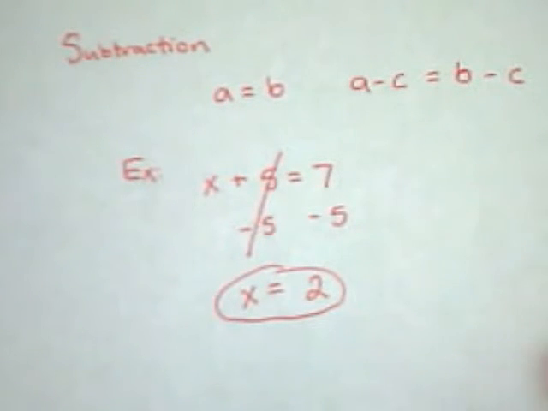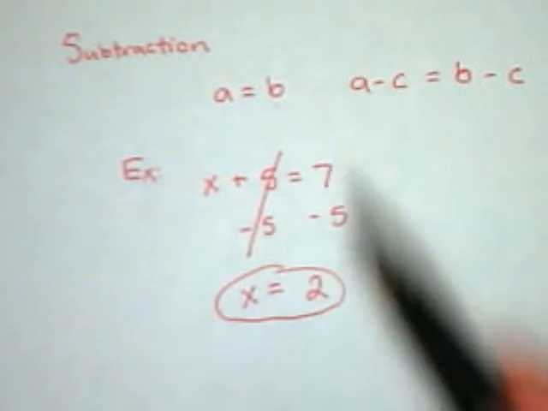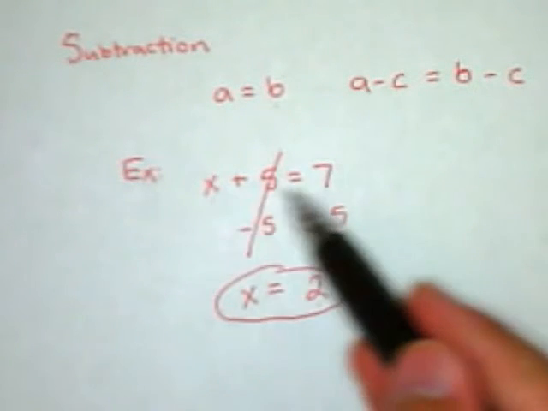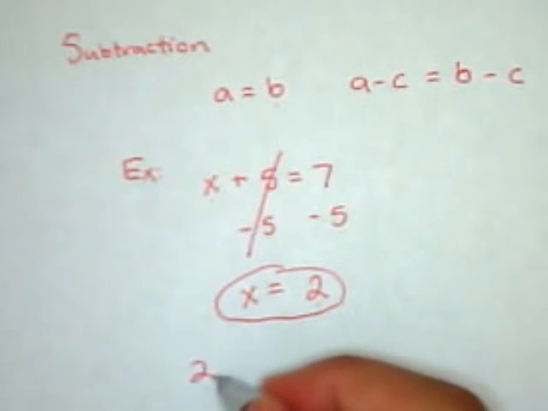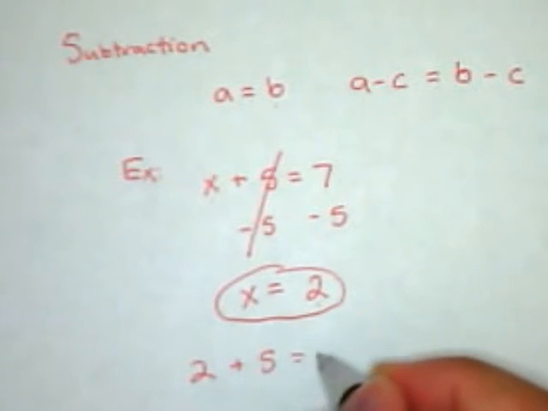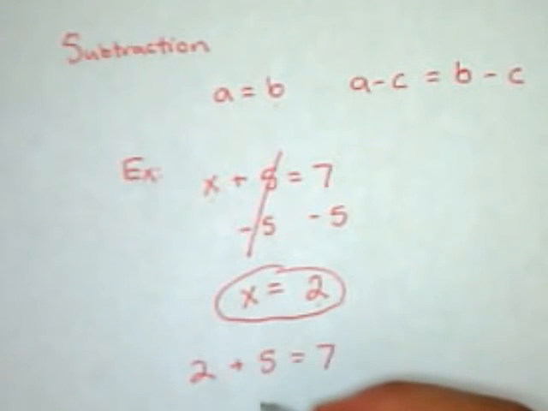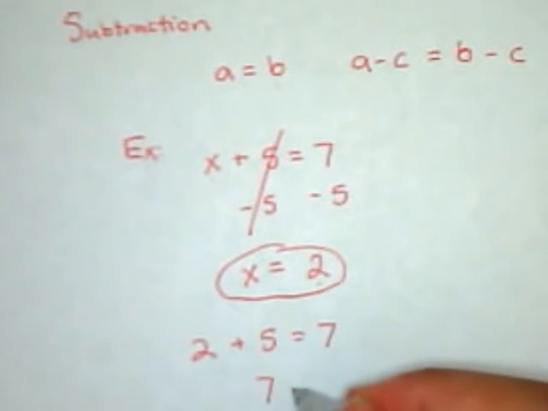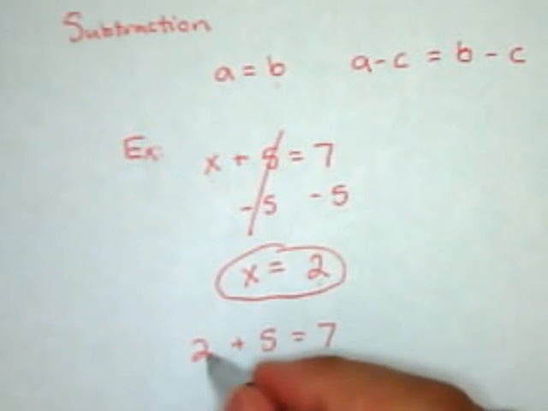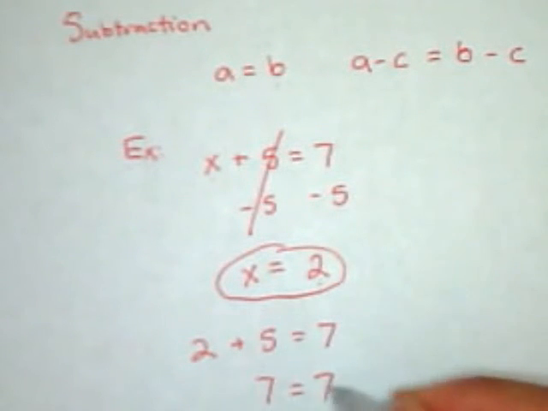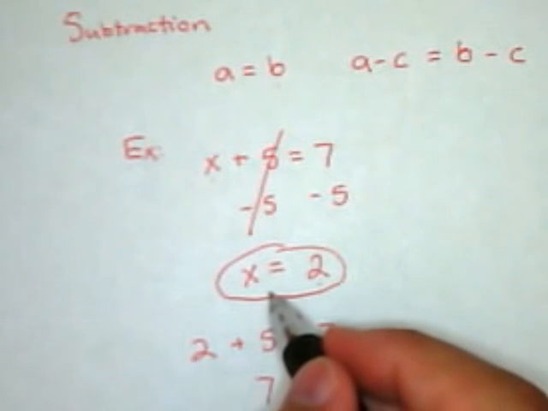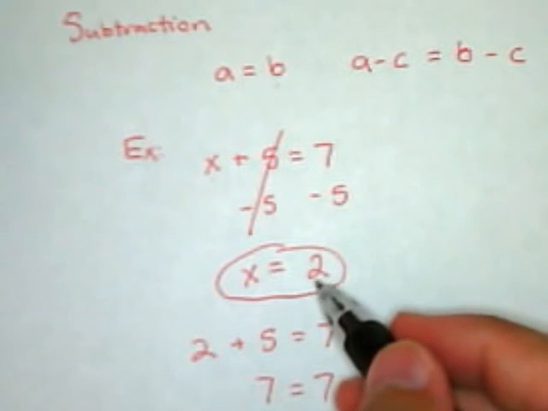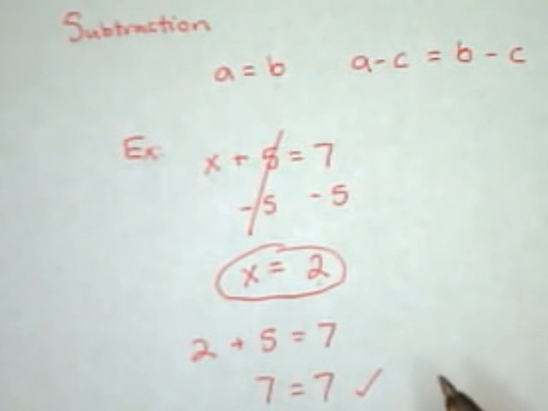Now if we want to check our a equals b here, we're going to plug 2 back into our original equation. So we're going to say 2 plus 5 equals 7. 2 plus 5 equals 7, right? Because 2 plus 5 gives us a 7, the 7 stays down here. Well, 7 equals 7, so checked off. That means x does equal 2. And that's how you would solve that based upon the properties of equality using subtraction.